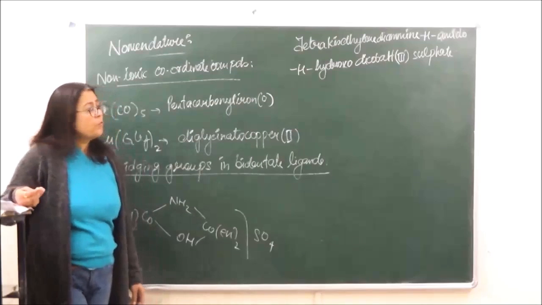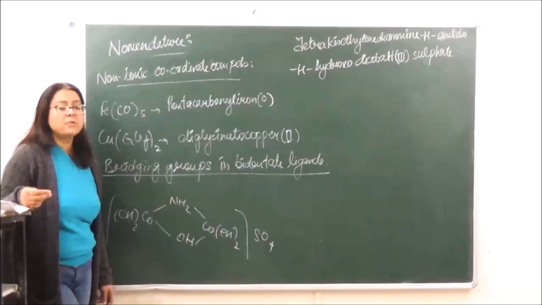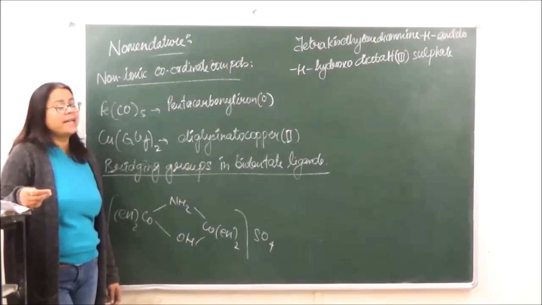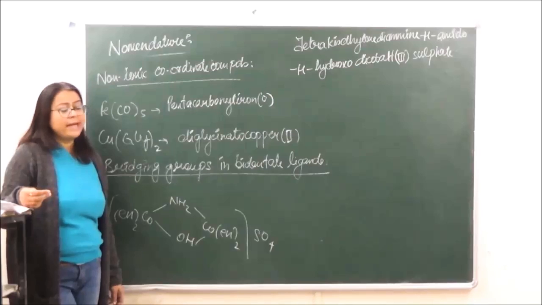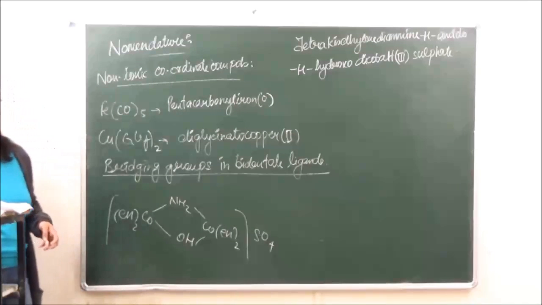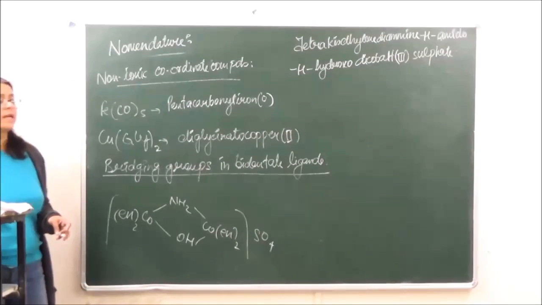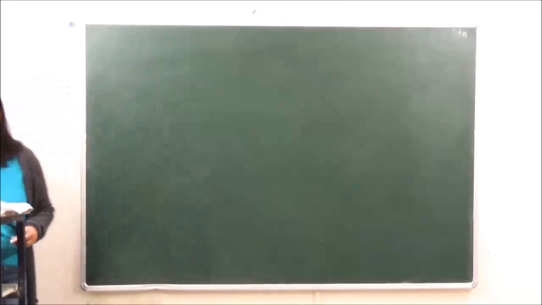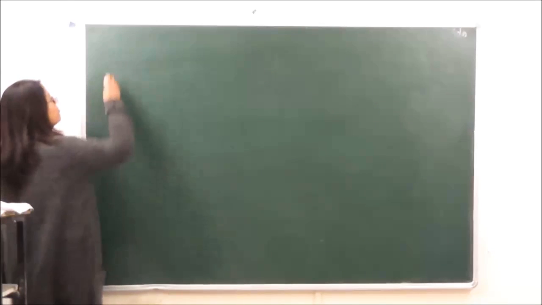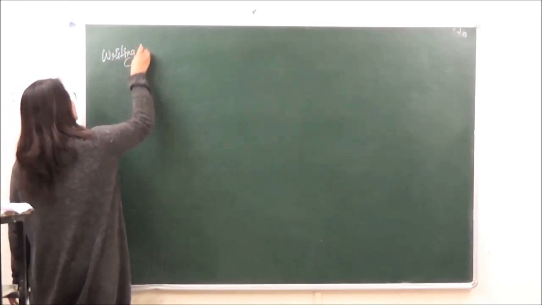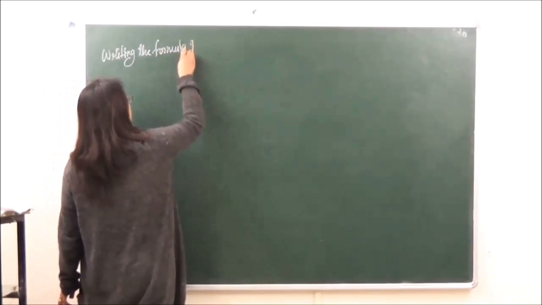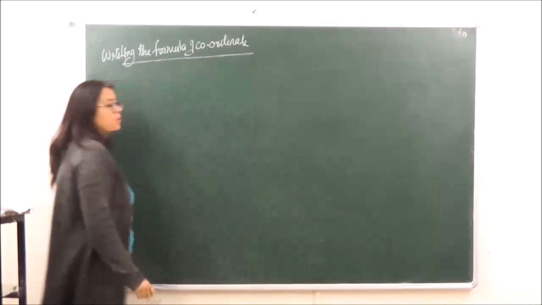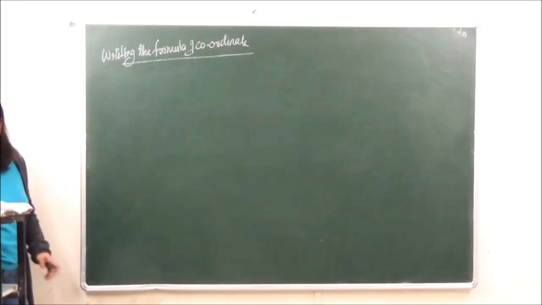Now it's very important for you to practice at least 20 to 30 different types of coordinate complexes to get the idea of naming. Right? Now sometimes it so happens that the name is already given to you and you have to formulate the formula. So how are we going to do that? Writing the formula of coordinate complexes. How do we write the formula? Now we want to follow certain rules.